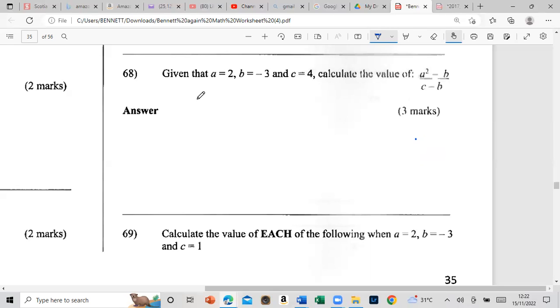So let's go. We'll rewrite it so persons can see clearer. So it's A squared divided by C minus B squared.